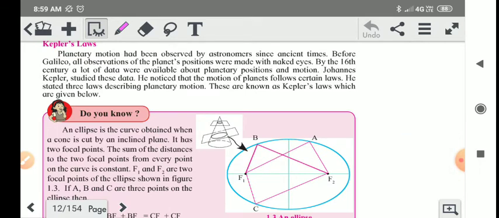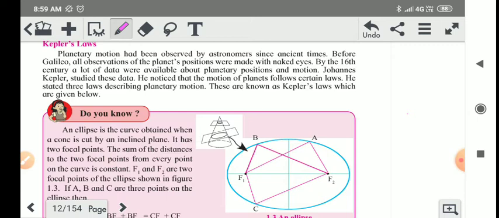Planetary motion had been observed by astronomers since ancient times. Before Galileo, all observations of planets' positions were made with naked eyes. By the 16th century, a lot of data were available about planetary positions and motion. Johannes Kepler studied this data. He noticed that the motion of planets follows certain laws. He stated three laws describing planetary motion. These are known as Kepler's laws, which are given below.